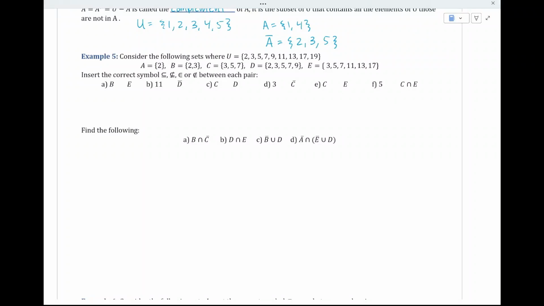Okay, so I want to do a few things. I want to insert the correct symbol: subset, not a subset, element, not an element. So just quickly over here, uppercase means set. And then also for sets, we're going to use proper subset or subset or not a subset. And then lowercase means element. And the things that we use for elements are is in the set or is not in the set, contains or does not contain.